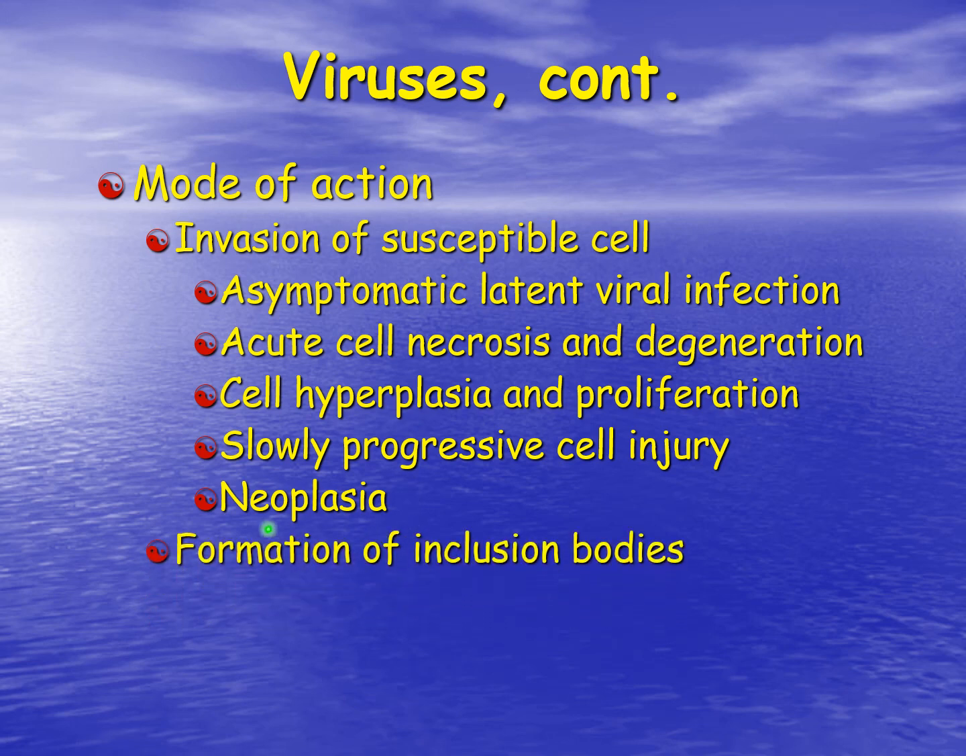Some viruses will form inclusion bodies within their host cells, and literally these are just groups of the viruses within the cytoplasm. So for example, rabies virus, 100% fatal if not treated. The only way that we make a definitive diagnosis of rabies is on autopsy when we look for the inclusion bodies of the rabies virus in the neurons of the brain.